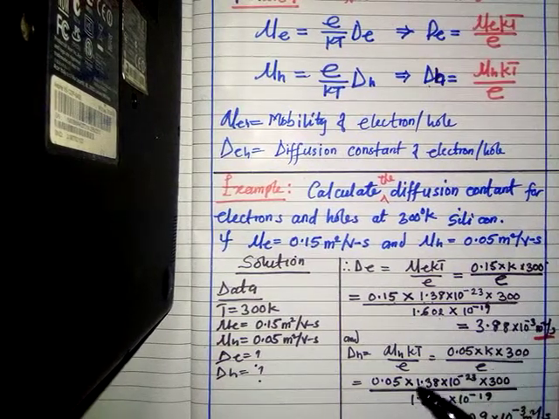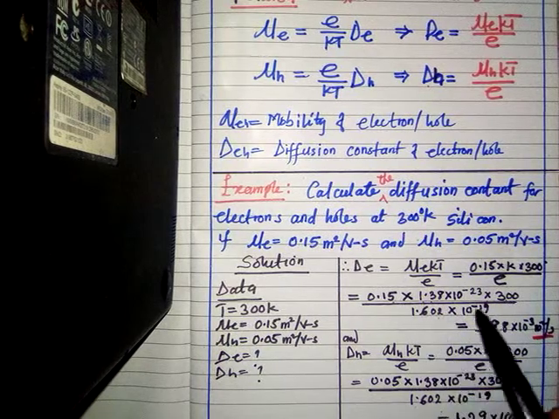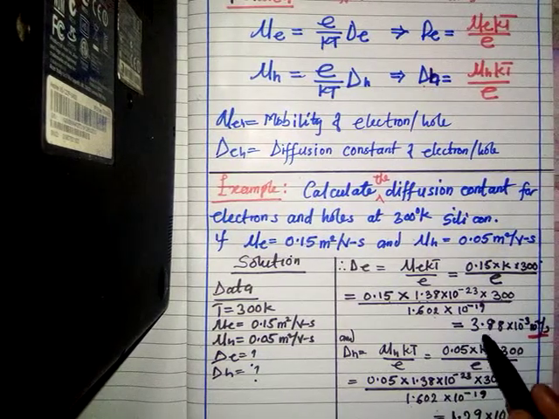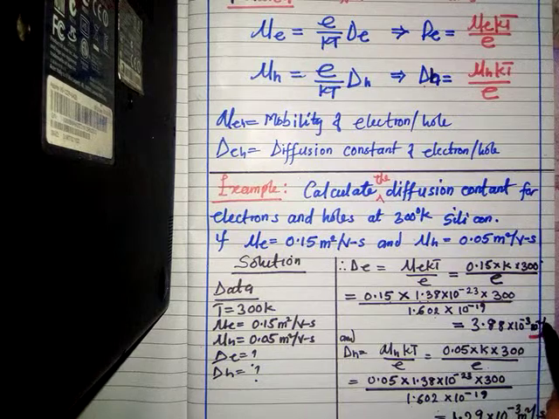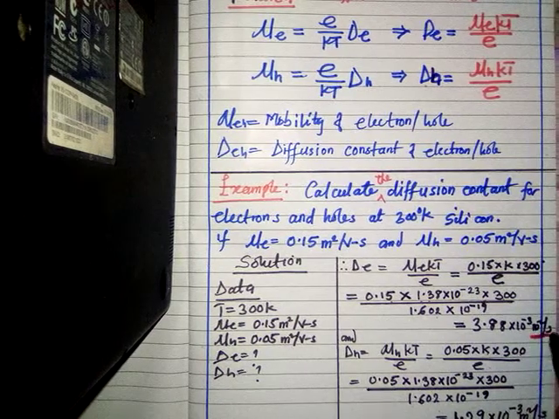So if you punch everything here correctly inside a calculator, you'll find out that the final answer is 3.88 exponential minus 3, which is in meter square per second.